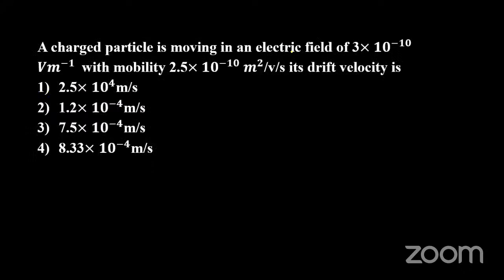Next, a charged particle is moving in an electric field of 3 into 10 power minus 10. Mobility is given to be 2.5 into 10 power minus 10. Mobility is the ratio of the drift velocity VD to the applied electric field. So drift velocity equal to mobility into electric field. Electric field is 3 into 10 power minus 10. Mobility is 2.5 into 10 power minus 10.